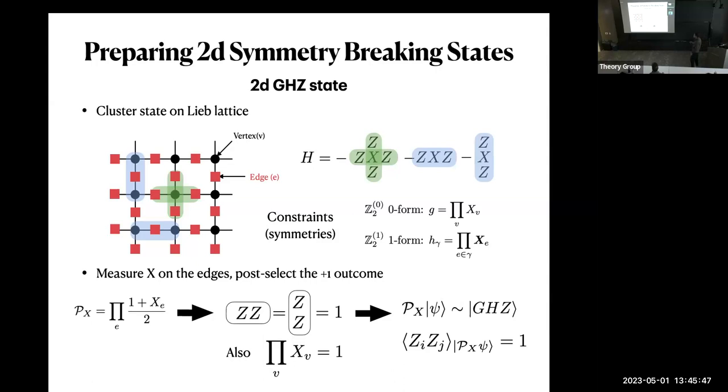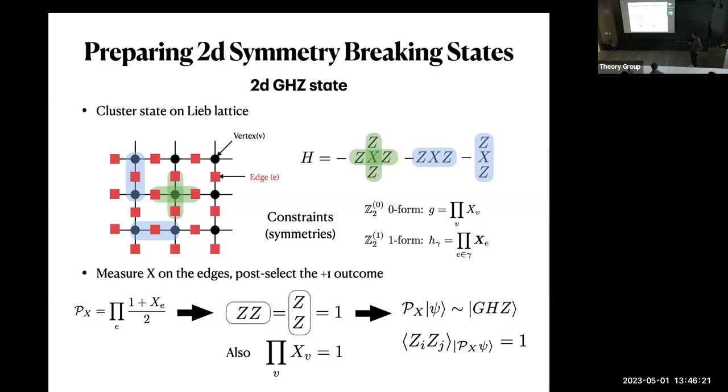One is a zero-form Z2 symmetry, which is flipping all the spins on the sites. And you can also define a 1-form symmetry, which is flipping the spins along a closed loop on the dual lattice. So this Hamiltonian will be respecting these 2 symmetries. And the first thing we can do is to measure X on the edges. And then that will destroy these star constraints, but you'll leave the constraint to be the Ising configurations on the sites, right?